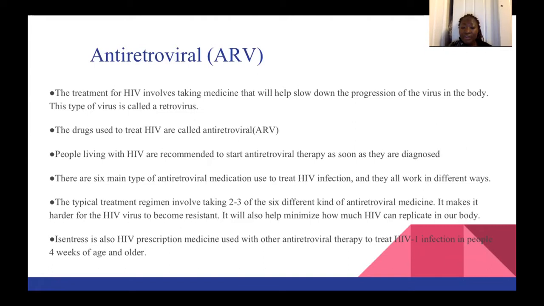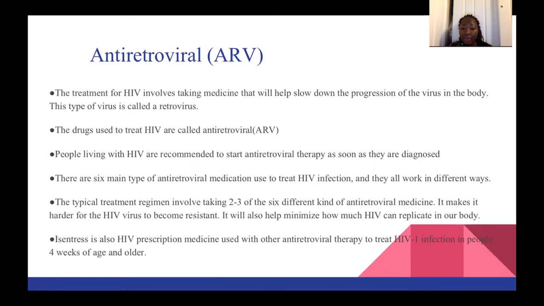People living with HIV are recommended to start antiretroviral therapy as soon as they are diagnosed. There are six main types of antiretroviral medicine used to treat HIV infection, and they all work in different ways. The typical treatment regimen involves taking 2 to 3 of 6 different kinds of antiretroviral medicine. It makes it harder for the HIV virus to become resistant. It will also help minimize how much HIV can replicate in our body.